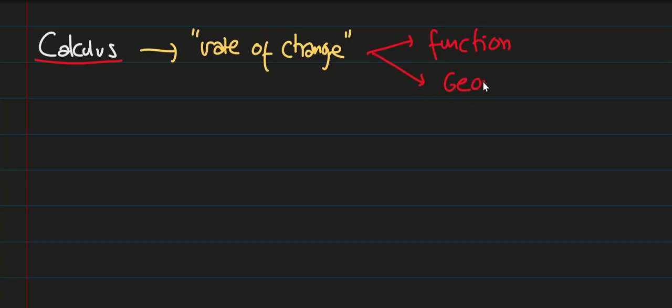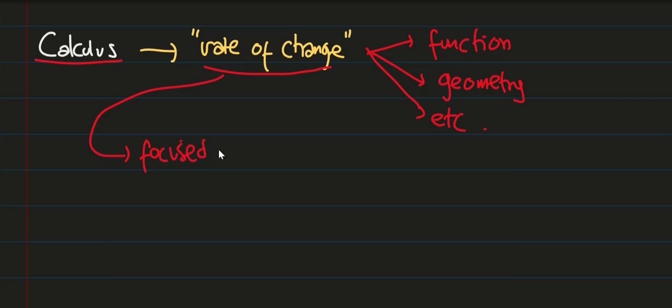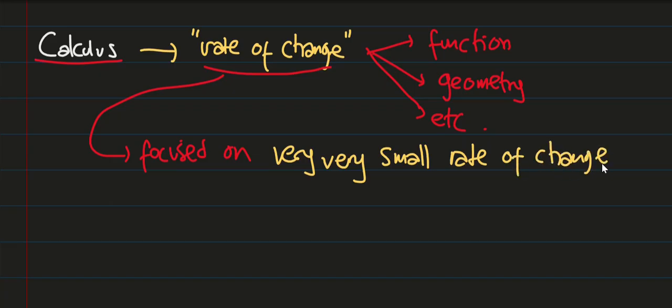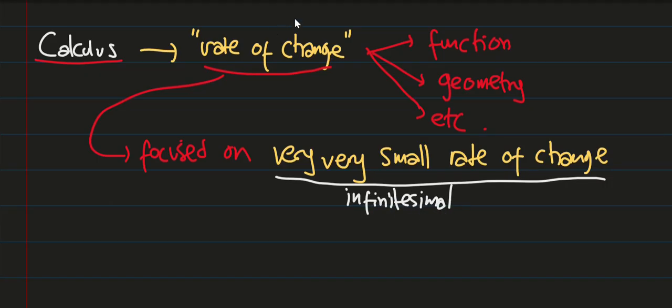Okay, I will explain. Among its histories, calculus is about rate of change, including functions and geometry, and etc. Notice that the rate of change is focused on very, very small rate of change, of course, that we usually denote as infinitesimals, which are related or associated to many concepts of physics.